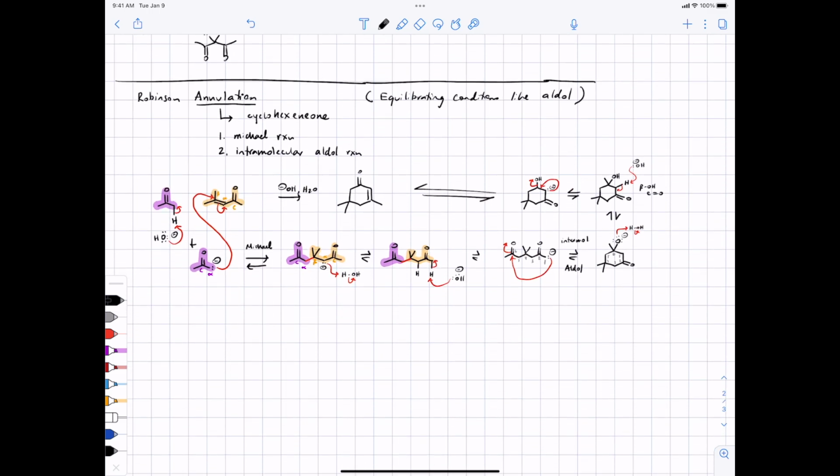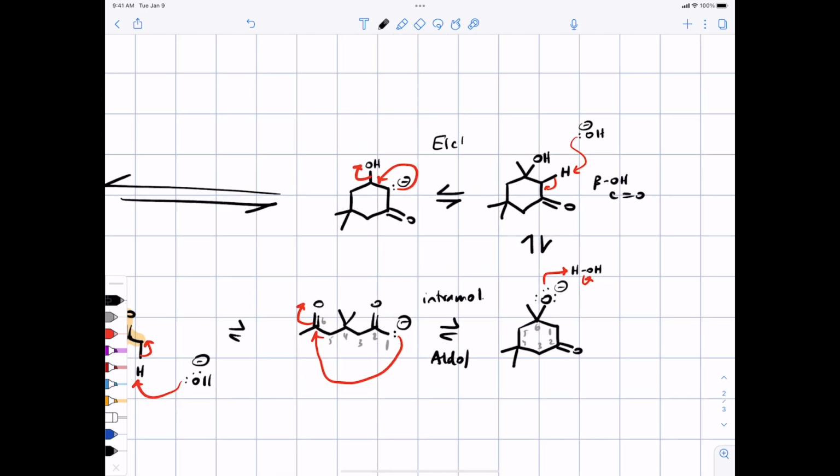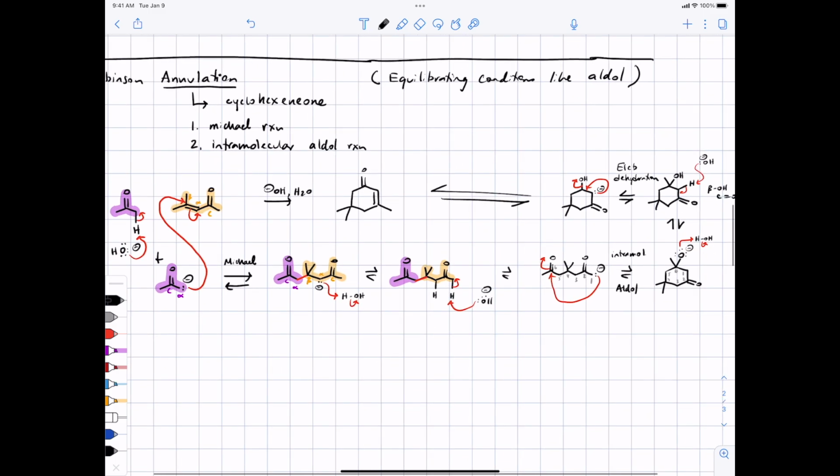Okay, that's the Robinson annulation. Here's the summary: make the enolate, do the Michael, make the other enolate, do the intramolecular aldol, do the E1CB dehydration to get your final product. All right, so take that in for just a second. What questions do you have? What ifs? Why? What about?